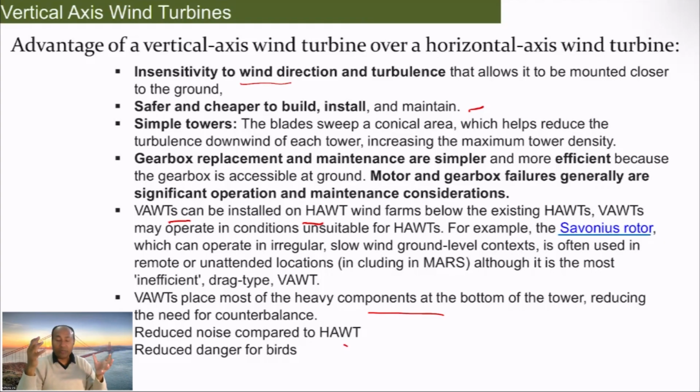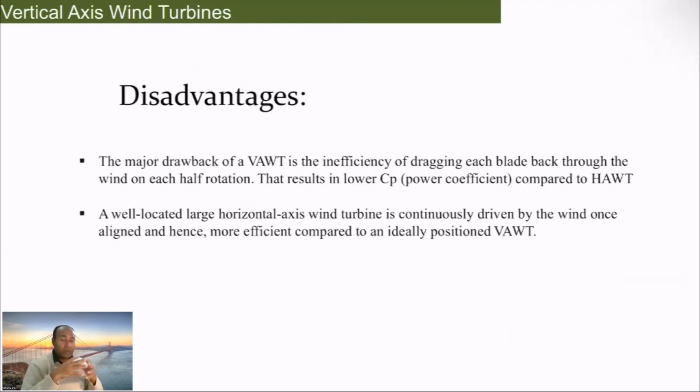So there are certain advantages of the vertical axis wind turbine, but it is not the case that everything is advantageous over the horizontal axis wind turbine; there could be some disadvantages as well. For example, one of the major drawbacks is the efficiency of the turbine, because the amount of power that you could extract using a horizontal axis wind turbine, you may not be able to extract. But at the same time, you can make use of the vertical axis wind turbine for small power generation purposes. A well-located large horizontal axis wind turbine is continuously driven by the wind source, but that may not be possible for a vertical axis wind turbine.